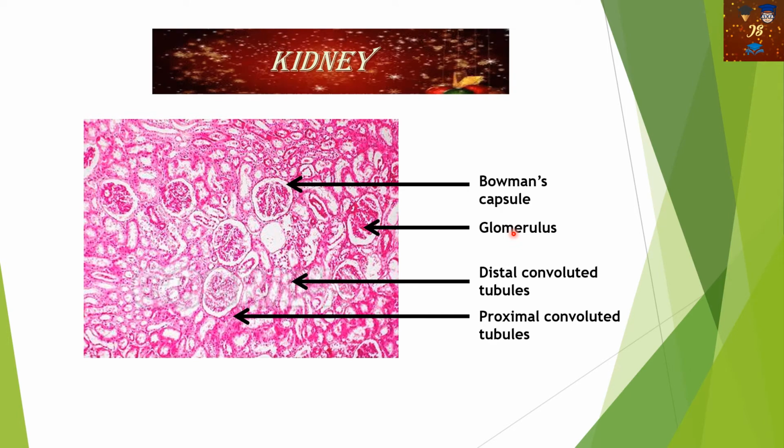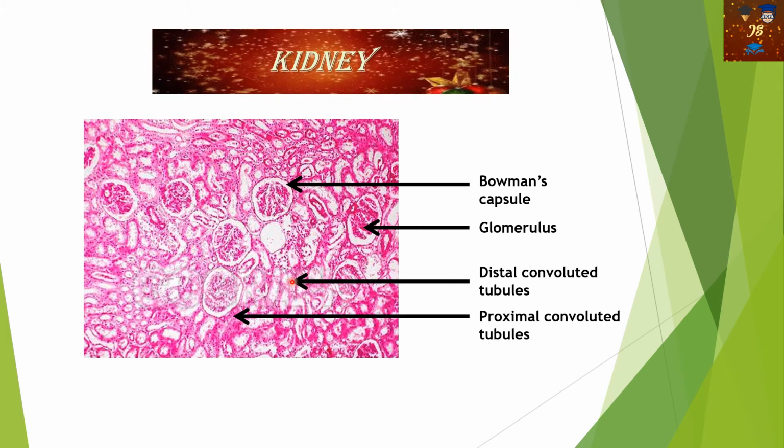Now the second identifying character is the renal tubules. These are the proximal convoluted tubules, which are close to the Malpighian corpuscle, and the far away tubules are called the distal convoluted tubules. Proximal convoluted tubules are the close tubules. Distal convoluted tubules are the far away tubules. So this Malpighian corpuscle and the renal tubule, these two are the main identifying parts of the kidney.